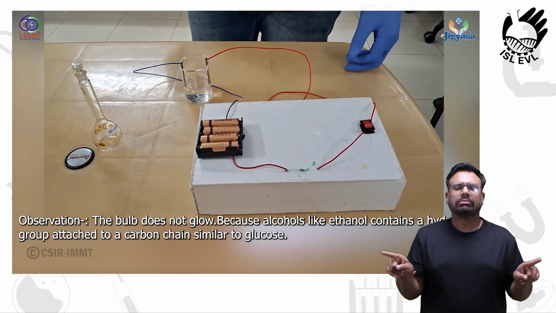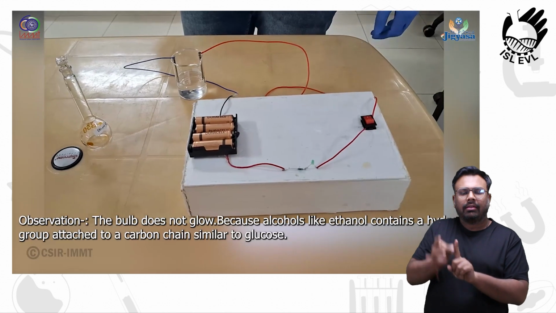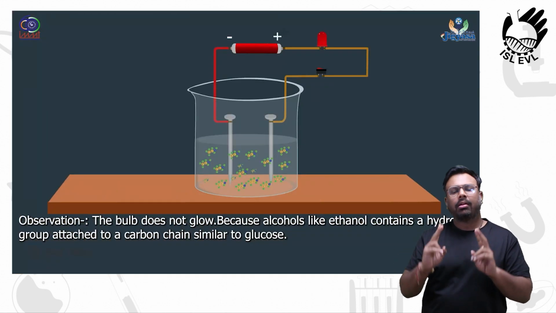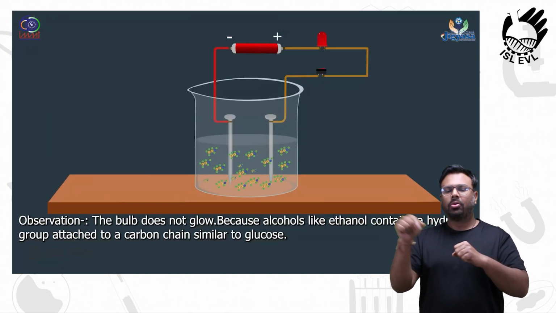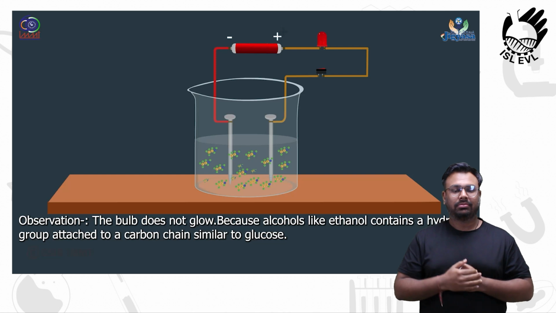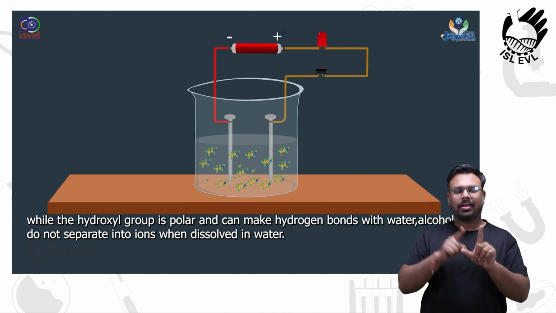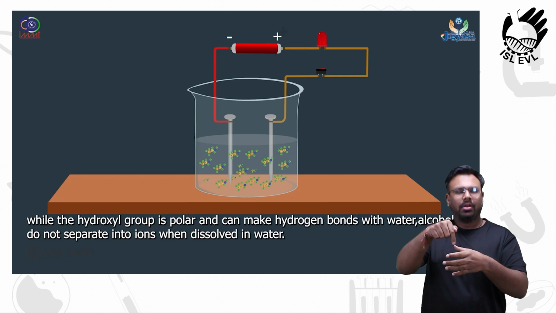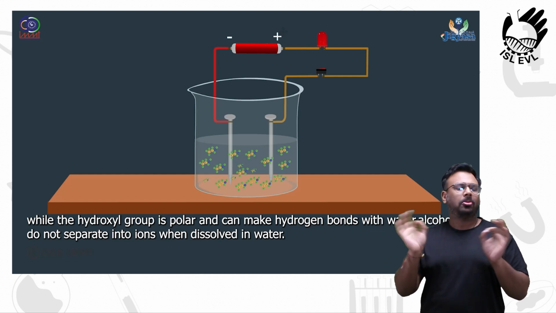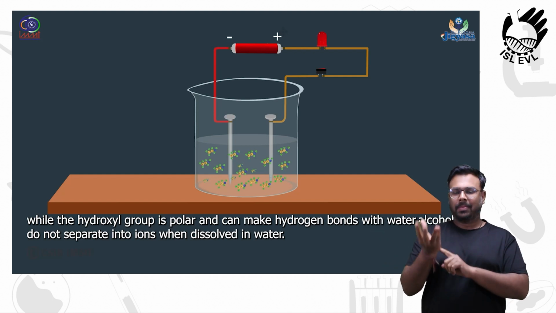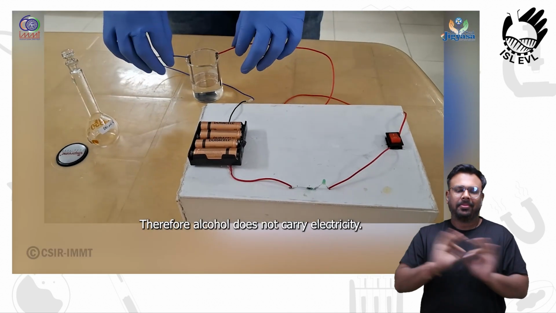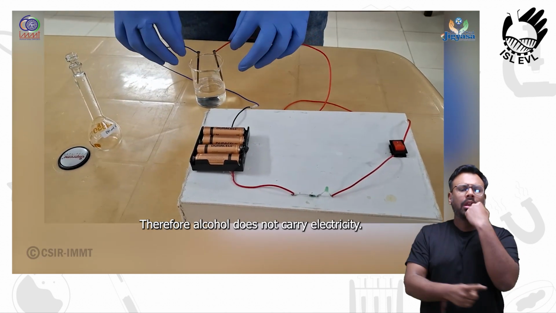Observation: the bulb does not glow because alcohols like ethanol contain a hydroxyl group attached to a carbon chain, similar to glucose. While the hydroxyl group is polar and can make hydrogen bonds with water, alcohols do not separate into ions when dissolved in water. Therefore, alcohol does not carry electricity.